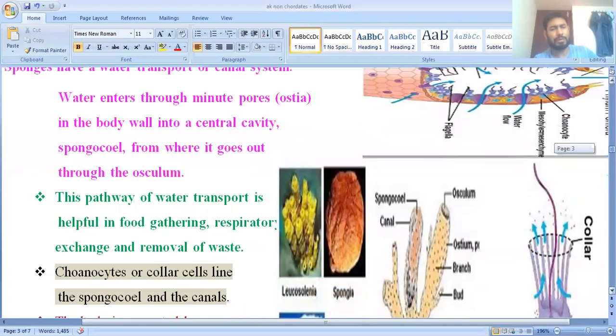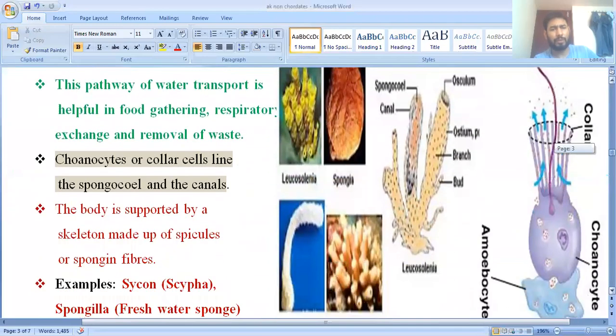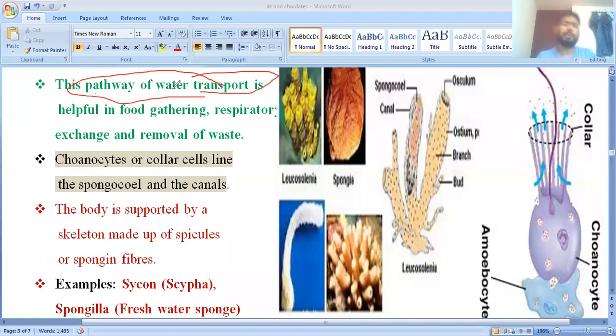Porifera are also known as sponges. Clear? If you read the next sentence, this is the pathway of water transport. Why do they need the water? Because water has some microorganisms, some minerals, some nutrition, as well as oxygen. It also has oxygen.